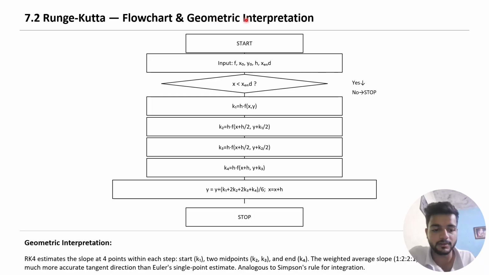The flowchart of the Runge-Kutta method is this: start, take input, check condition, calculate k1, k2, k3, k4, calculate y, and then stop after getting x and y.